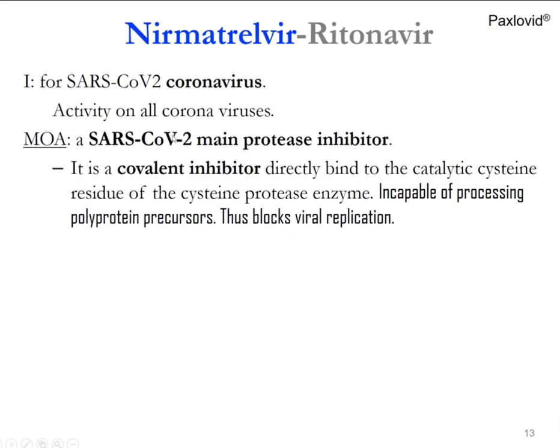And the mechanism of action: this is a SARS-CoV-2 main protease inhibitor. Why is it important? It is very effective. It covalently inhibits. Anything you see covalently, you can trust that, right?